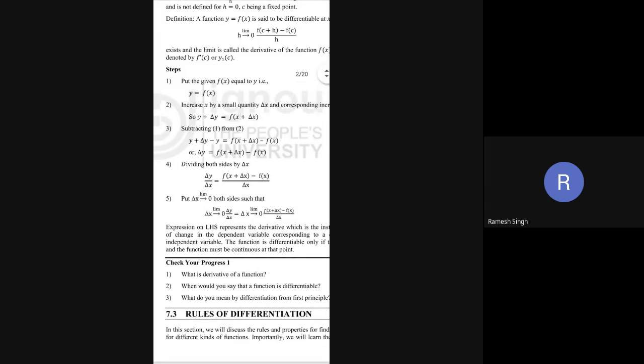Then subtract the first equation from the second equation after simplifying. If you subtract, you will get f of x plus delta x minus f of x. Now by dividing both sides by delta x, delta y by delta x equals f of x plus delta x minus f of x by delta x. Now putting limit delta x tends to 0 on both sides, you will get the final formula.